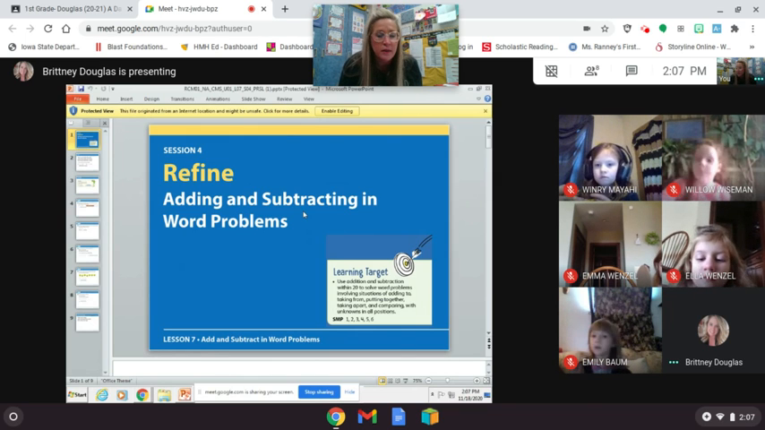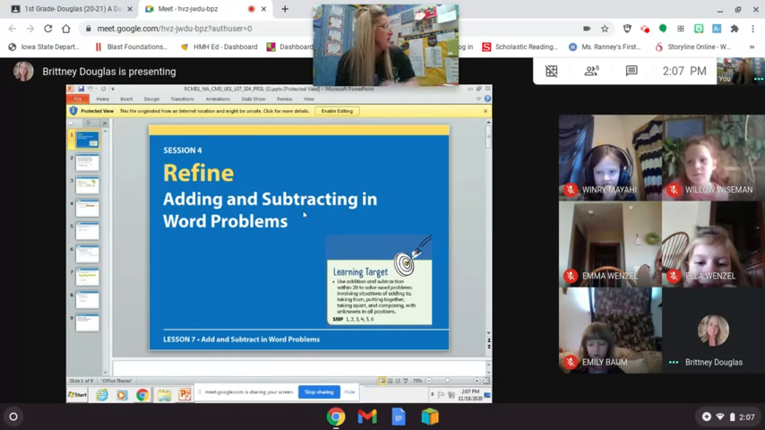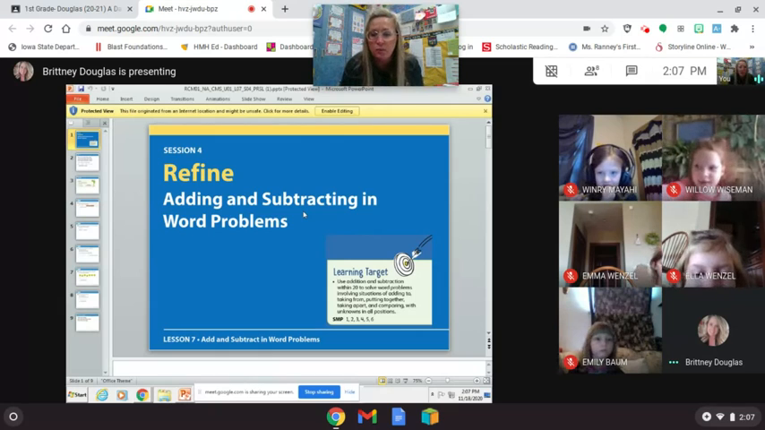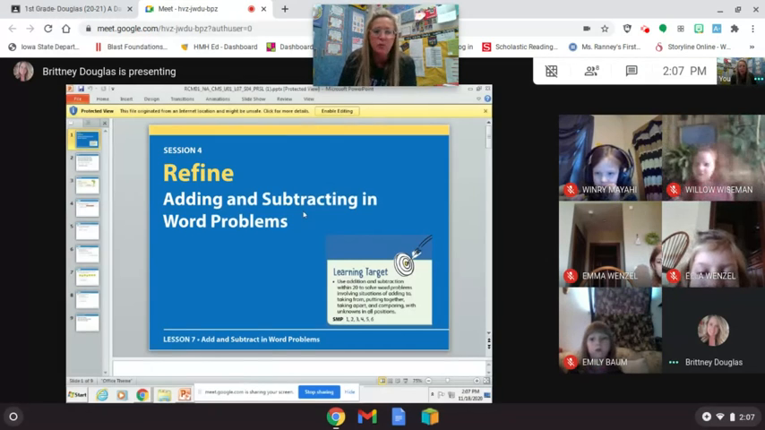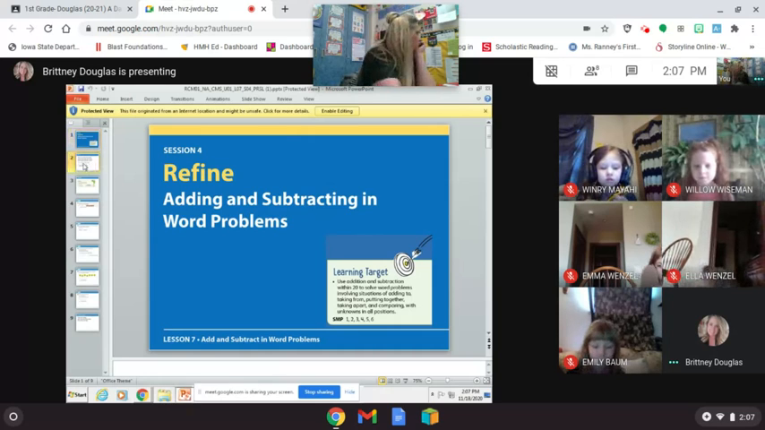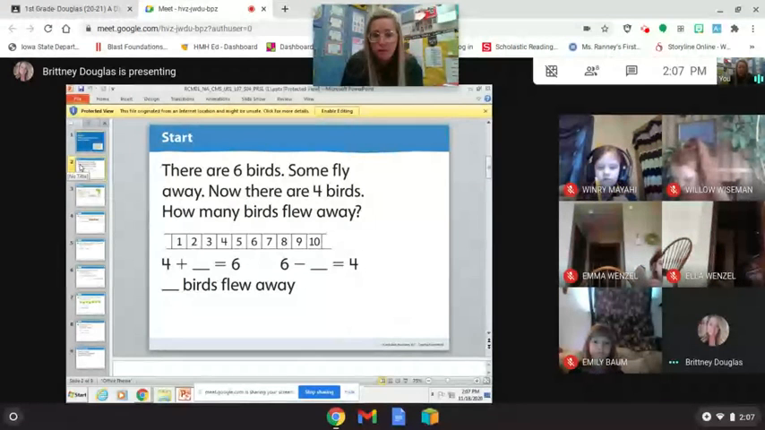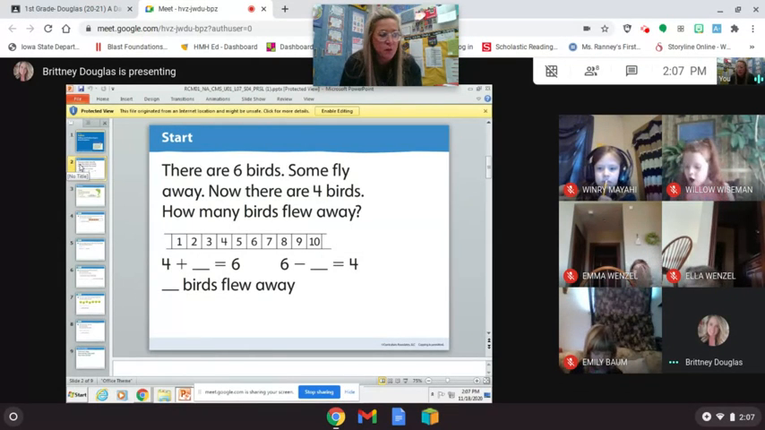So this is on page 157. The first one is not in your book. It's just a warm-up. We are still talking about adding and subtracting word problems. Okay, and I described word problems last week as problems that use things that could really happen in real life. So kind of like real life problems. So here's the first one. There are 6 birds. Some fly away. We don't know how many fly away, but some do. Now there are only 4 birds left. How many birds flew away?